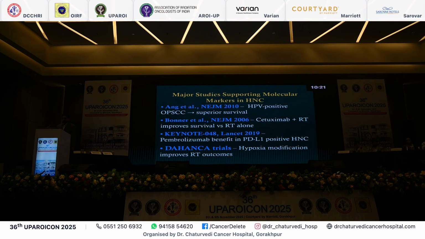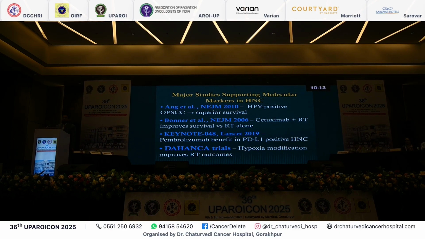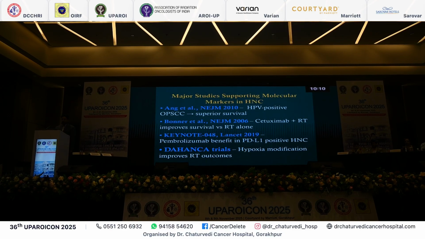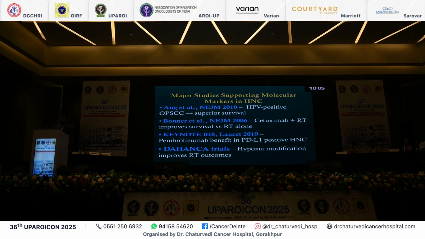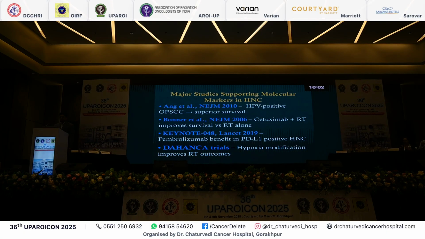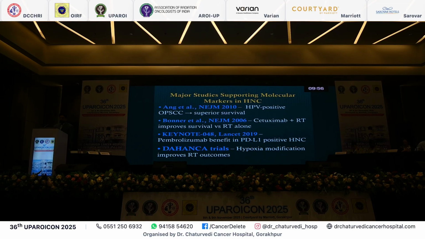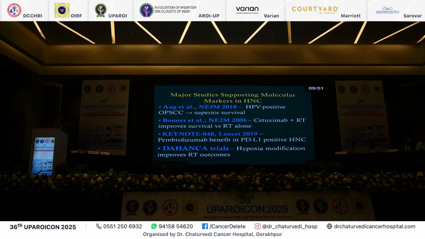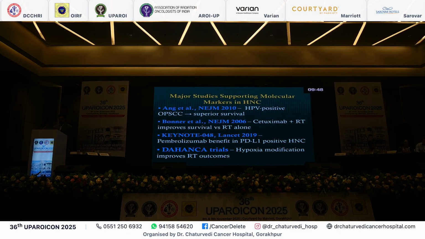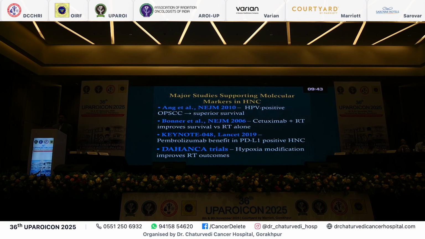So here, as I have shown, the major studies that have paved the way for incorporating molecular markers in the management of head and neck cancer. Ang et al. has shown that HPV-positive oropharyngeal squamous cell carcinoma has superior survival. Bonner et al. has shown that cetuximab with radiotherapy improves survival versus RT alone. And the KEYNOTE trial has shown pembrolizumab benefits in PD-L1 positive head and neck cancer. And the Danish Head and Neck Cancer Association trial has shown hypoxia modification improves the radiotherapy outcome.